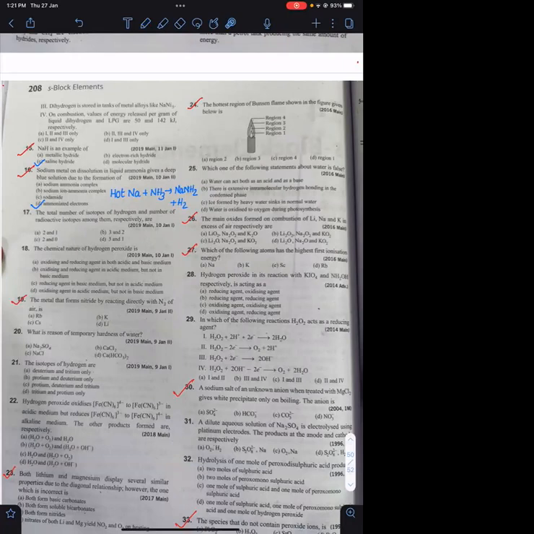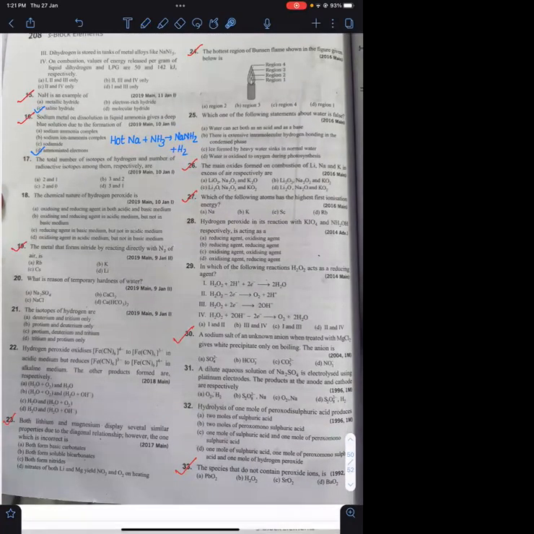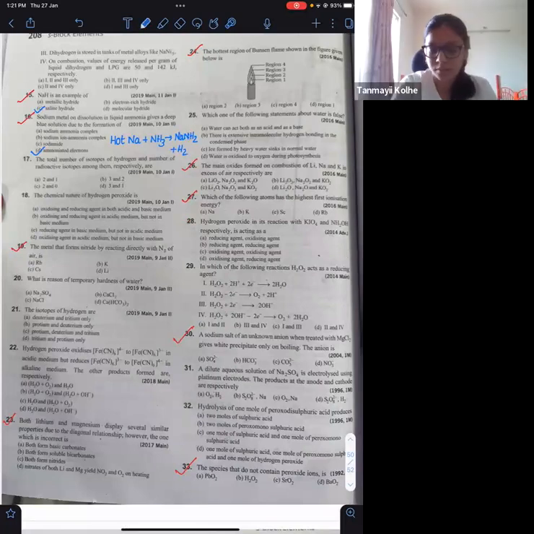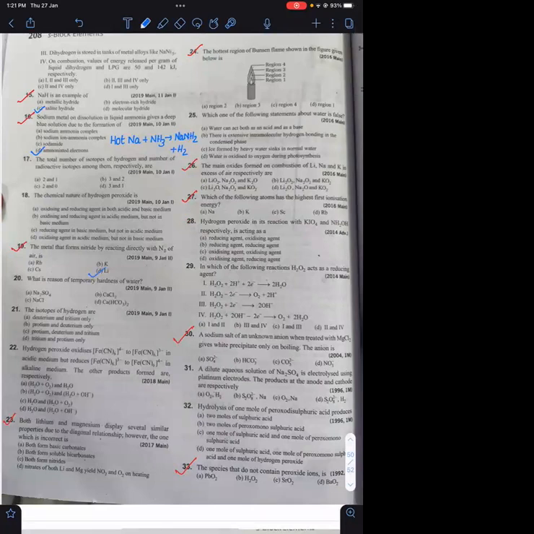Okay. Question number 19. The metal that forms nitride by reacting directly with N2 is lithium because of its diagonal relationship with magnesium. बाकी group 2 elements जो है all of them will be having tendency to form nitrides. Beryllium के लिए nitride formation ज्यादा ही रहेगा because small size की वजह से N3 minus को balance कर सकता है.